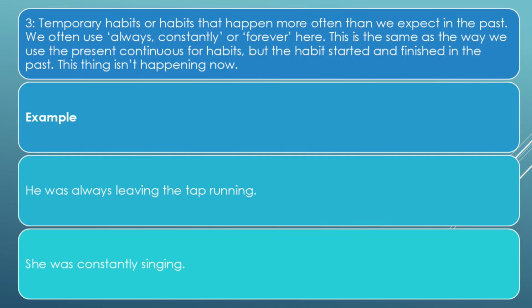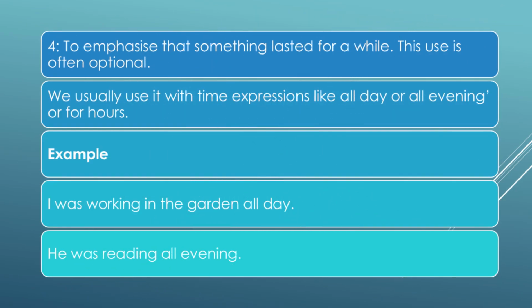She was constantly singing. It is also used to emphasize that something lasted for a while. This use is often optional. We usually use it with time expressions like all day, all evening, or for hours. Example: I was working in the garden all day. He was reading all evening.